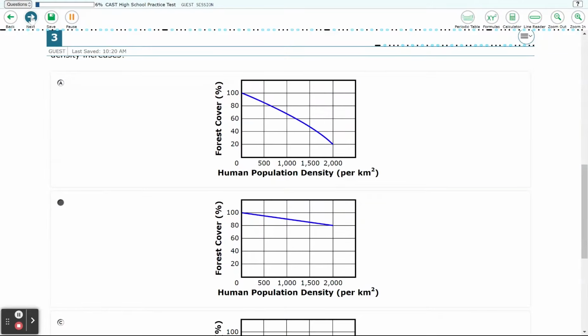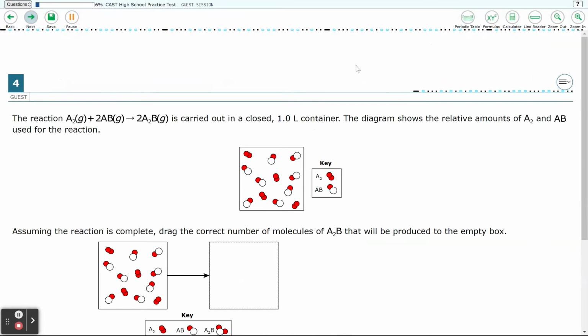All right, moving on to question number 4. I notice there's a line reader. Let's try and use that. So the reaction A2, which is a gas, plus A2B, which is also a gas, yields 2A2B, which is also a gas, and is carried out in a closed 1-liter container.